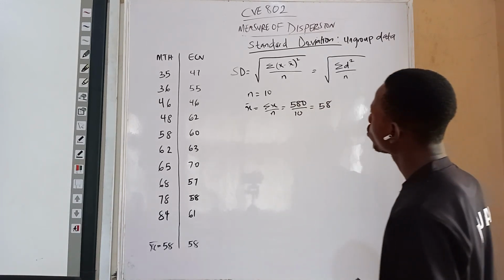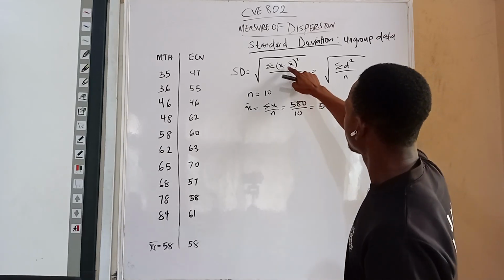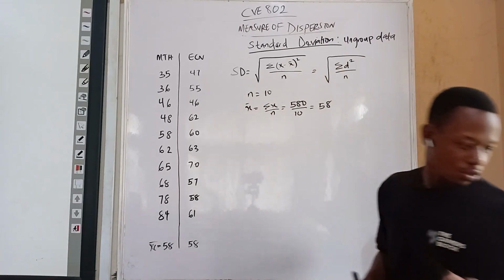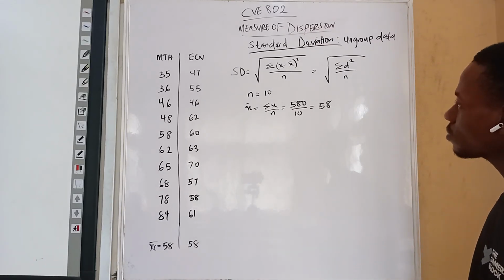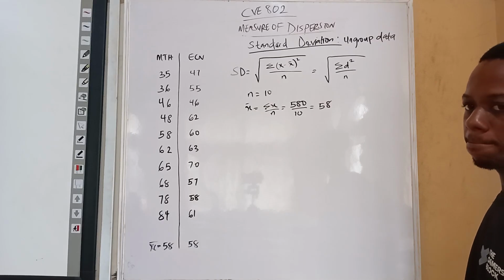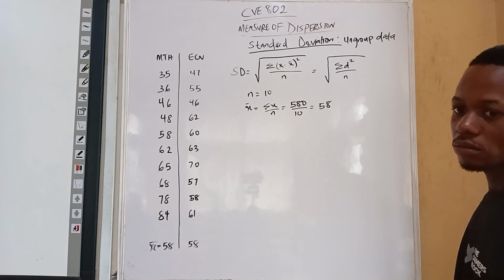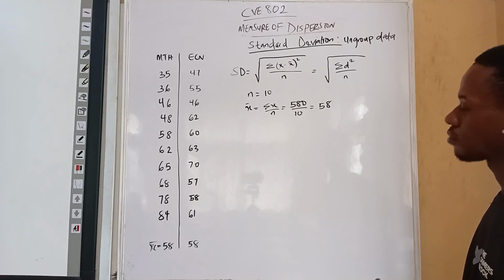The next thing we need to do is draw the table to subtract our mean from each of these numbers, x minus x bar. I want to erase this one now, so when you are done, let me know so that I can erase it.